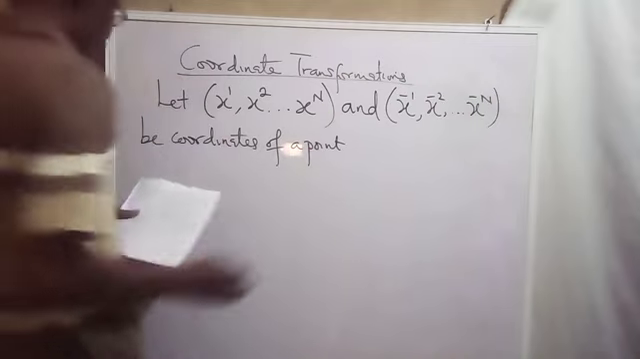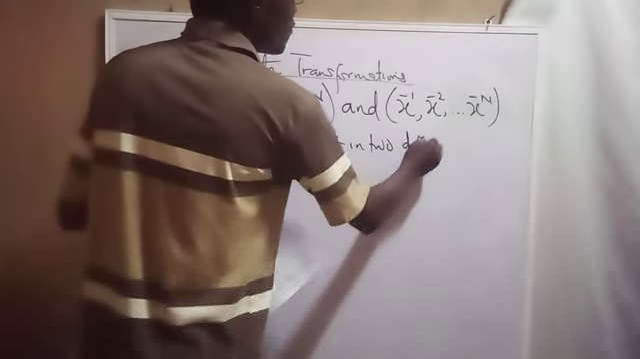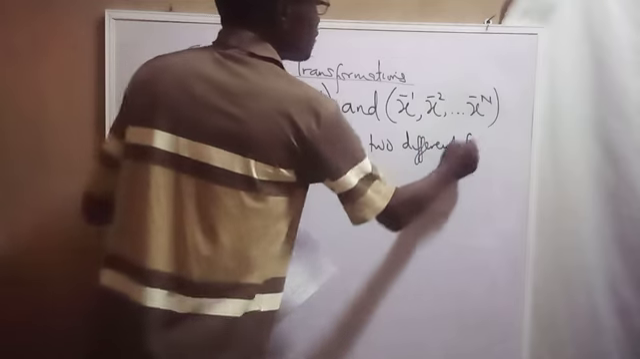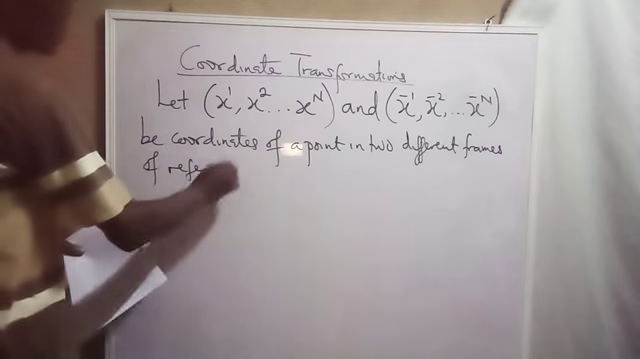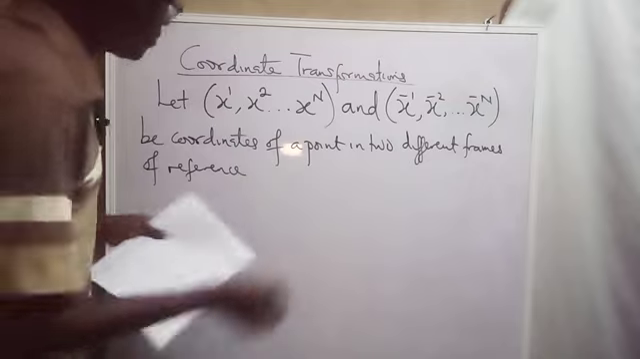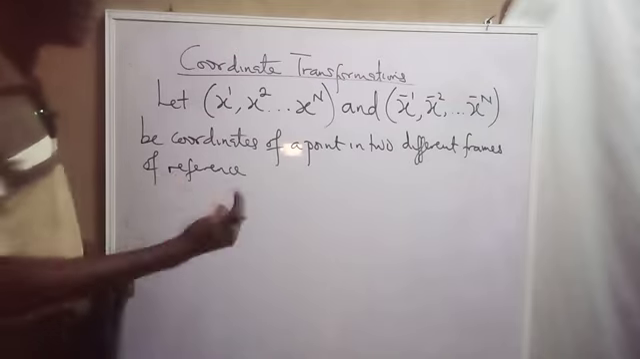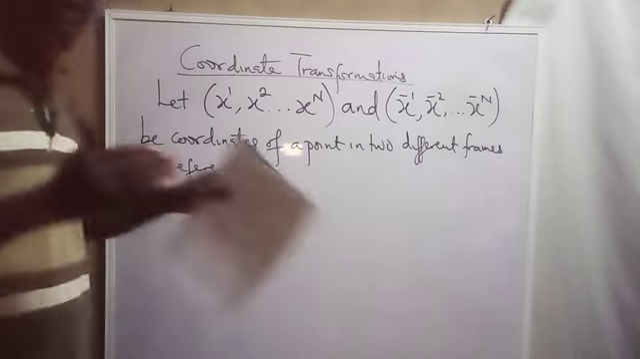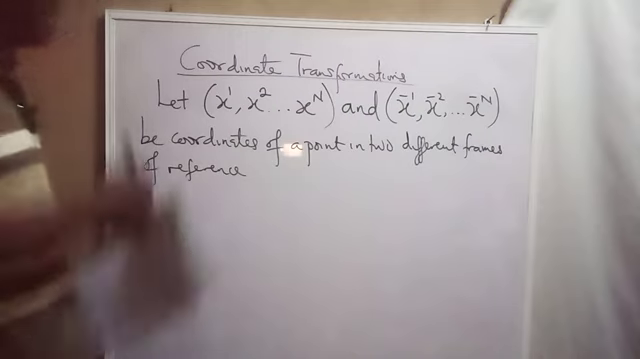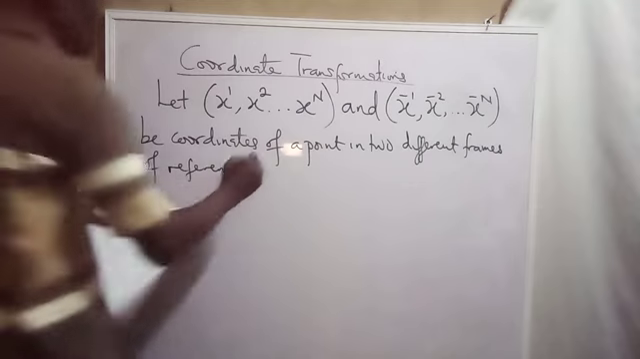Let's do two points, the coordinates of a point in two different frames of reference. What do we mean by frame of reference? Our frame of reference could be, for example, a rectangular plane. It could be a cylindrical one. It could be just any frame of reference. It could be elliptical. So that's what we mean by frame of reference.